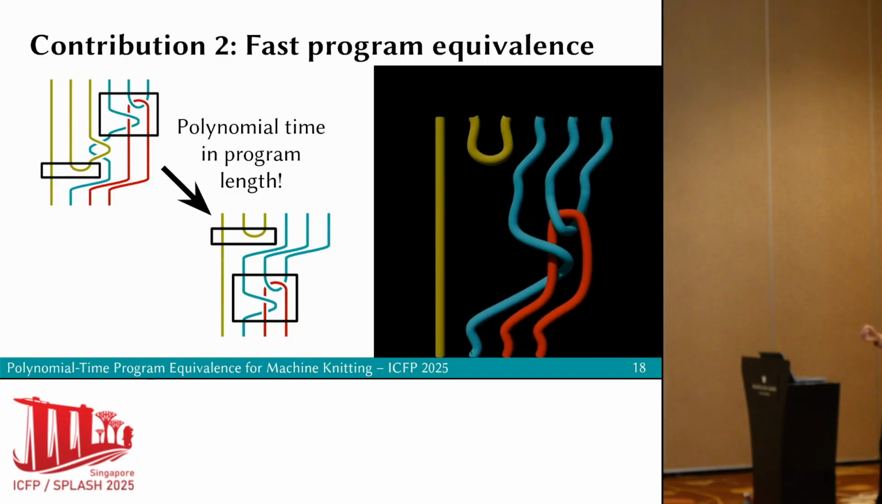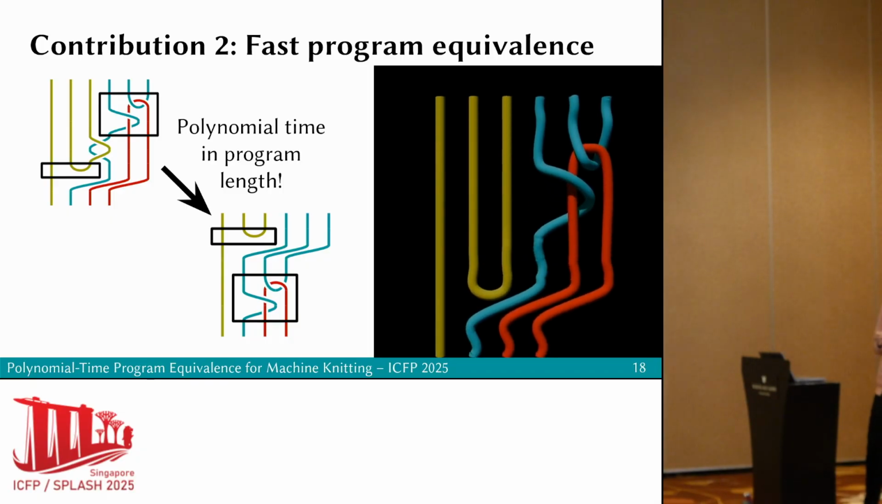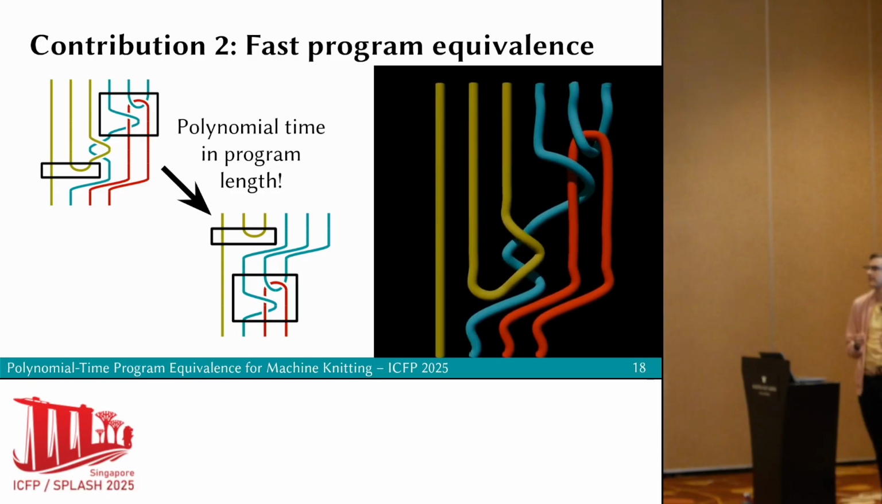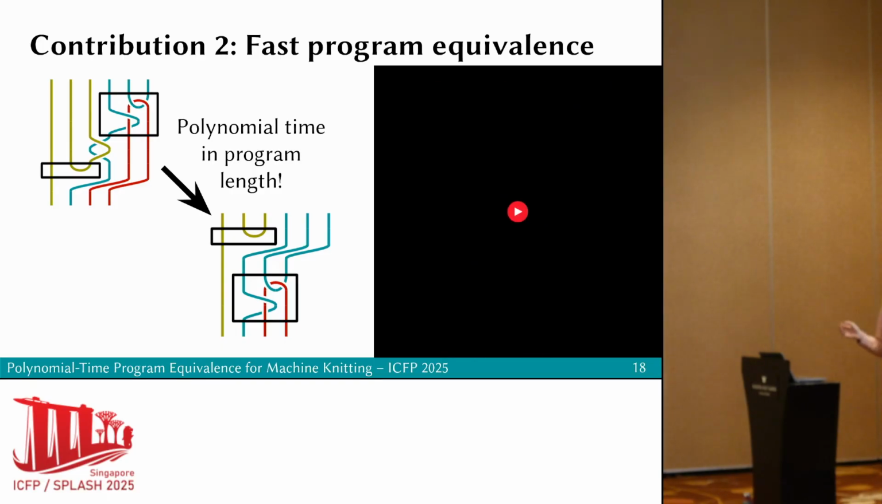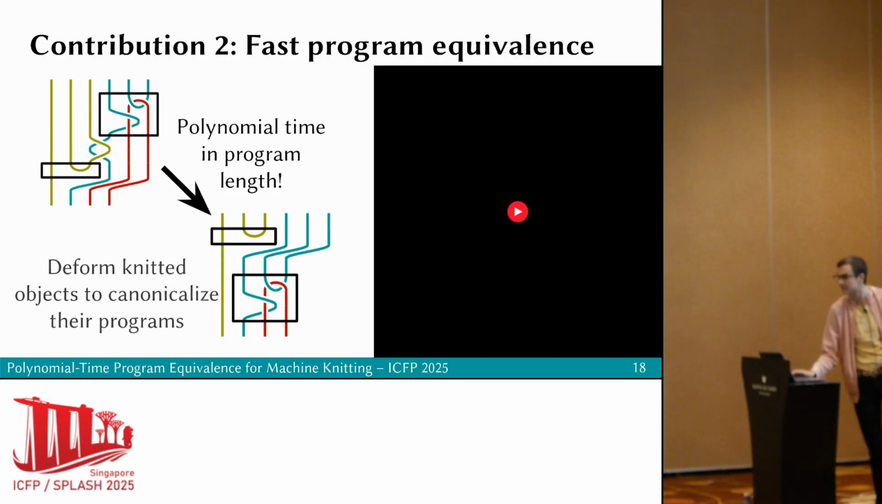So our equivalence algorithm has some immediate applications in translation validation, but the theory that we developed has some broader applications in the formal study for machine knitting. And this is the key contribution of our work. We are canonicalizing programs in polynomial time by deforming their output objects in 3D space.